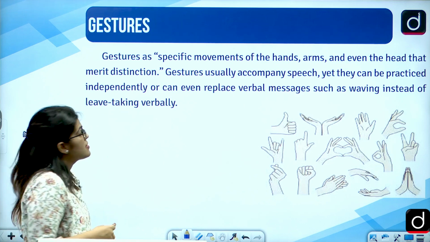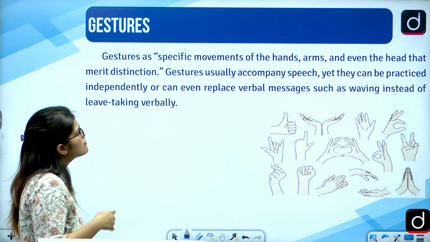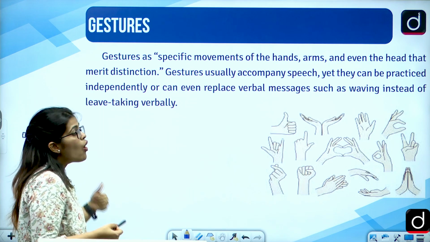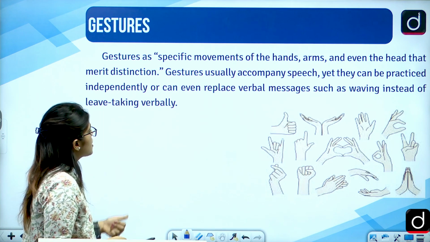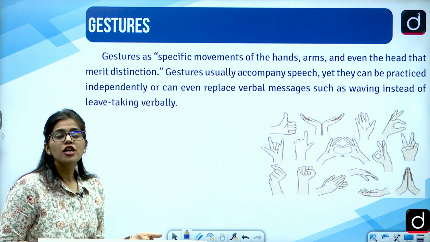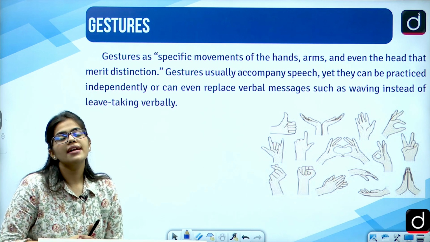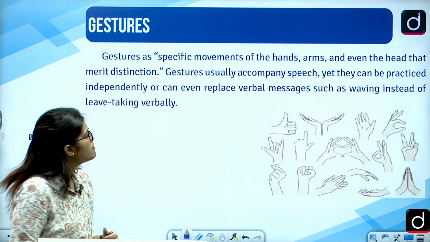Then comes the gestures. Gestures are specific movements of your hands, your arms, your head, etc. They also tell a lot about the person. Gestures usually are accompanied by the speech you are giving. So the hands that are moving right now are what? These are the gestures that are in sync with what I am saying.